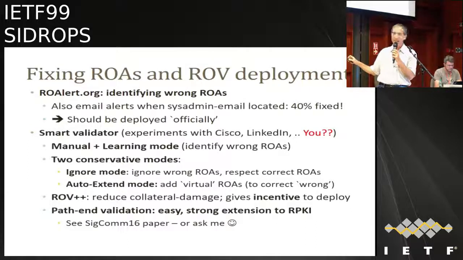And there are two other ideas that we haven't yet implemented. ROV++ is a mechanism to reduce the collateral damage. It gives incentive to deployment, but that's a long story and it's still at the research level. And path validation is a mechanism to give more benefit to RPKI by handling additional attacks. Essentially, some of the attacks that are currently handled only by BGPsec will be prevented by employing the path. It was presented in the SIGCOMM conference last year, and we will probably incorporate it within the smart validator soon. Okay, I'd have to give details of that, but of course, I don't have time for that.